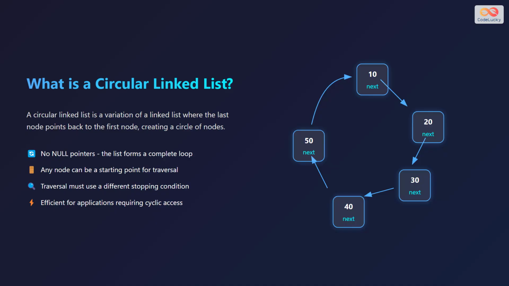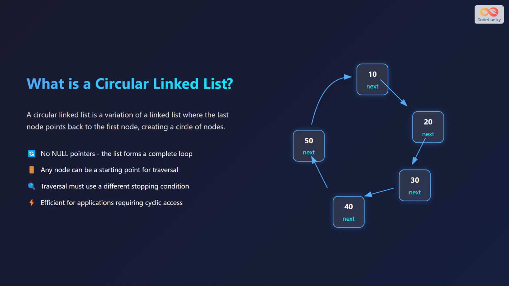So, what exactly is a circular linked list? It's a type of linked list where the last node doesn't point to null, but instead points back to the very first node in the list. This creates a closed loop or a circle of nodes. Because of this circular nature, circular linked lists have some unique characteristics.